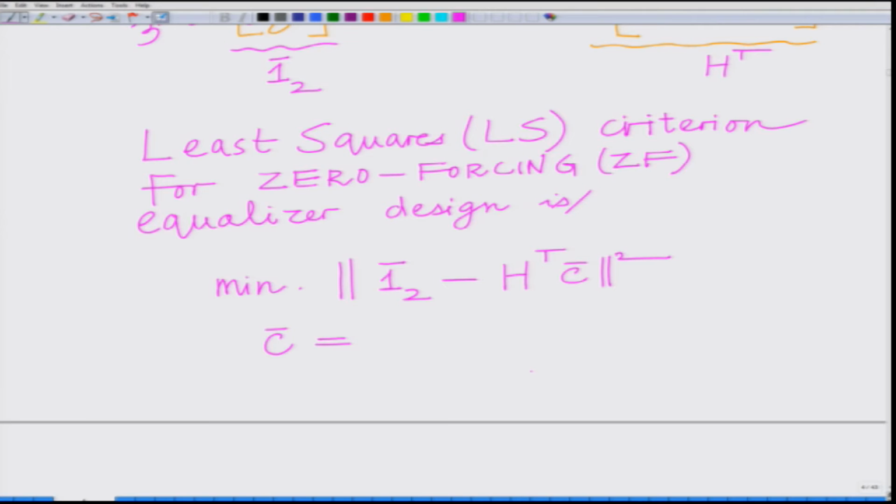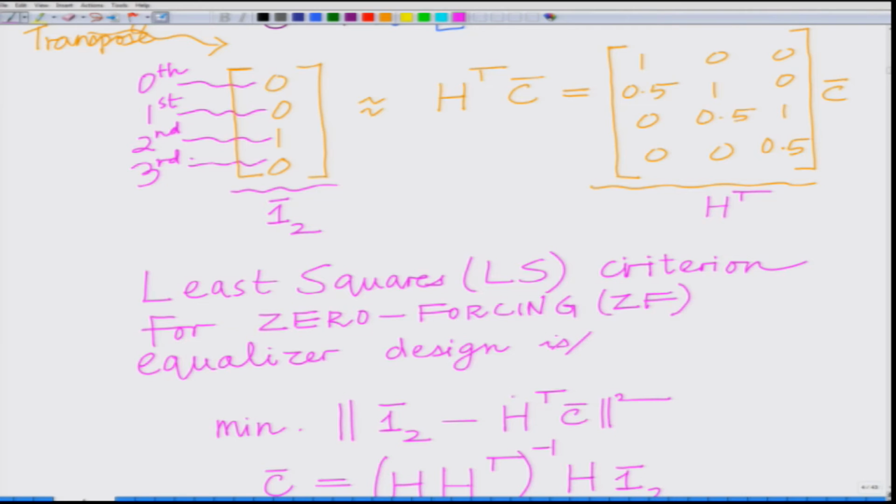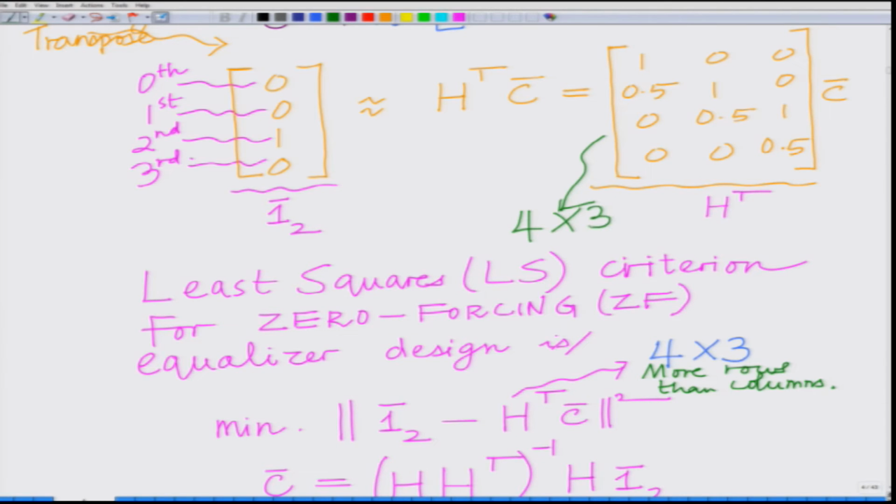for the above problem, the equalizer C bar is basically given as H transpose inverse times H into the vector 1 bar 2. This is something that we have seen before. And remember, that is because the matrix H transpose is a 4 cross 3 matrix, and therefore, it has more rows than columns. If you look at the matrix H transpose, it is a 4 cross 3 matrix.